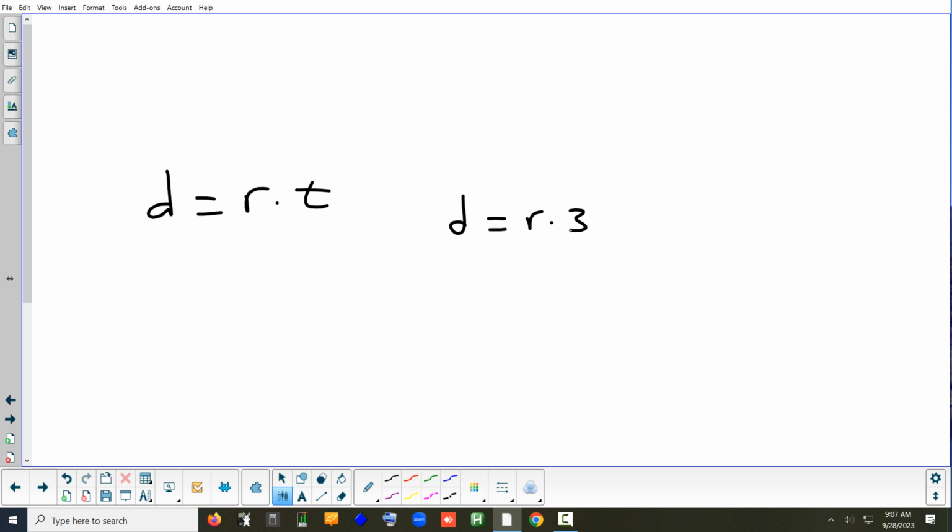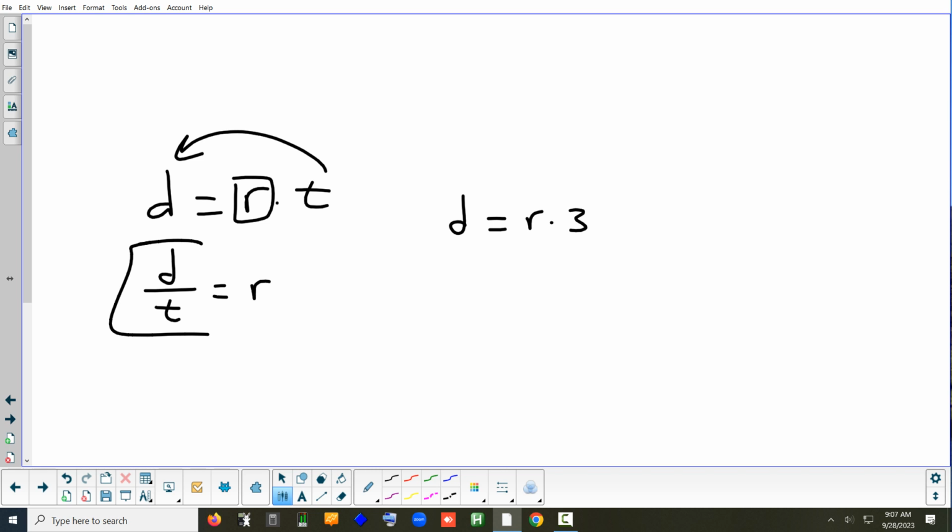Well, in this one, it's not a 3, it's a T. So if I want to get this by itself and put the T on the other side, how would you move the T over to the other side? Divide by T. You divide by T. So the formula would be right there. And that's what we mean when we say rewriting a formula. It's just taking a letter and usually moving it to the other side. It's just not a number, it's a letter. It's the same formula, just a different way of rearranging it.